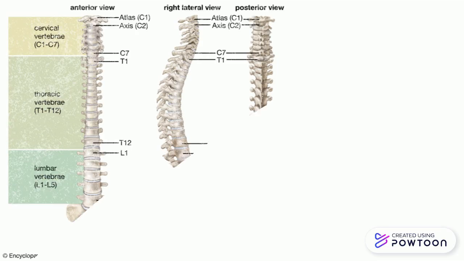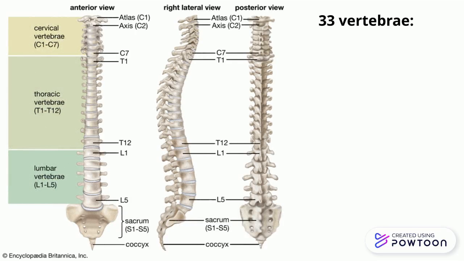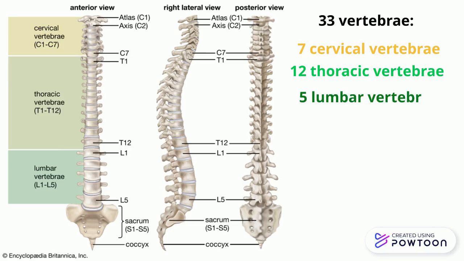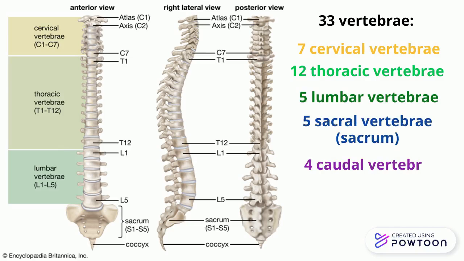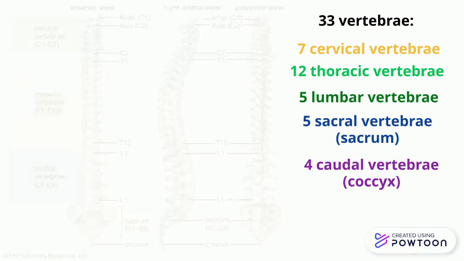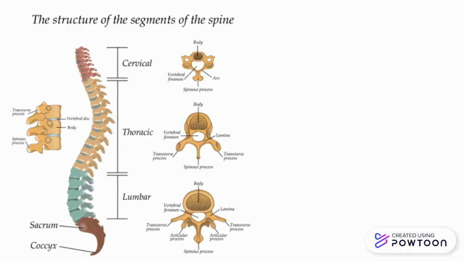The vertebral column has 33 vertebrae and can be classified into 5 main regions, which consist of 7 cervical vertebrae, 12 thoracic vertebrae, 5 lumbar vertebrae, 5 sacral vertebrae, which are also known as the sacrum, and 4 caudal vertebrae, which can also be known as the coccyx. The cervical, thoracic, and lumbar vertebrae are movable, while the sacrum and coccyx are not movable and are fused.